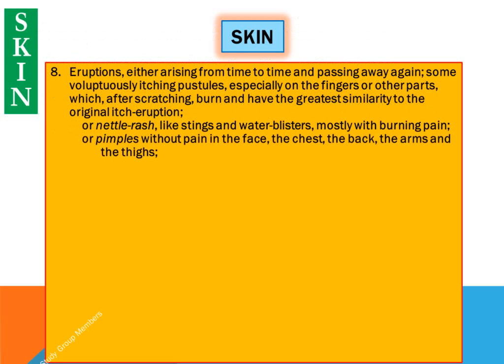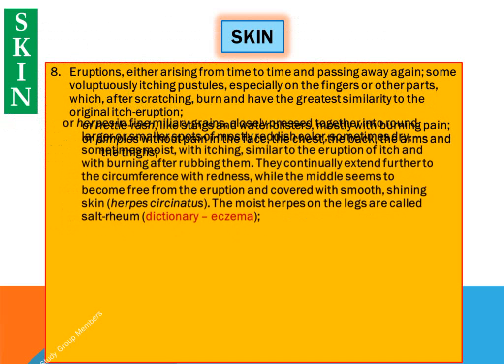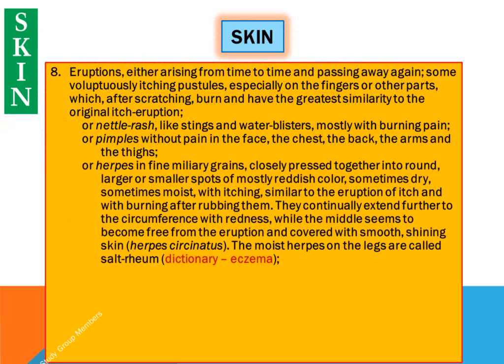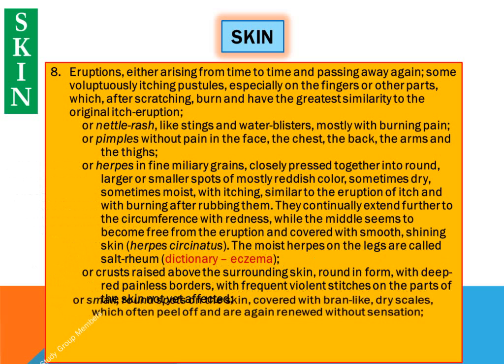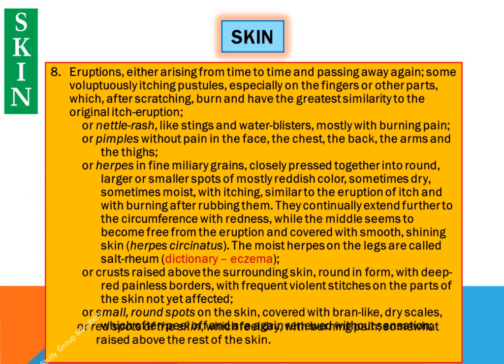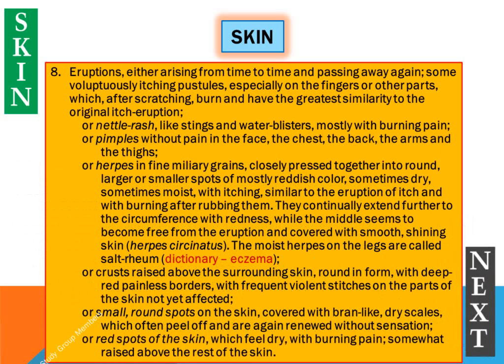Or nettle rash. Nettle rash is urticaria or allergy for that matter, we call it. Or pimples without pain in the face. Then next is herpes. This list is given. Then this is called salt rheum. Salt rheum, I have written the meaning, dictionary meaning is eczema. So that is salt rheum which was described. See, all sorts, this has been mentioned in the Organon also, this particular feature of skin disease. All skin disease, crusts, or small round spots or red spots of skin.